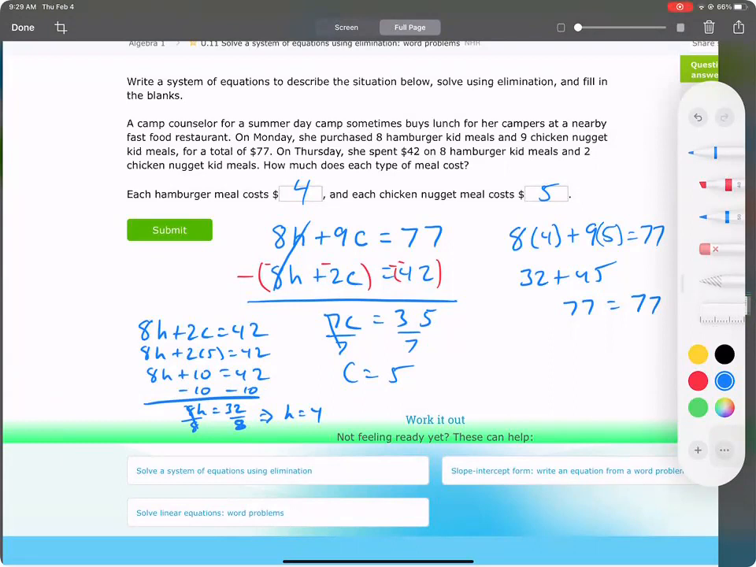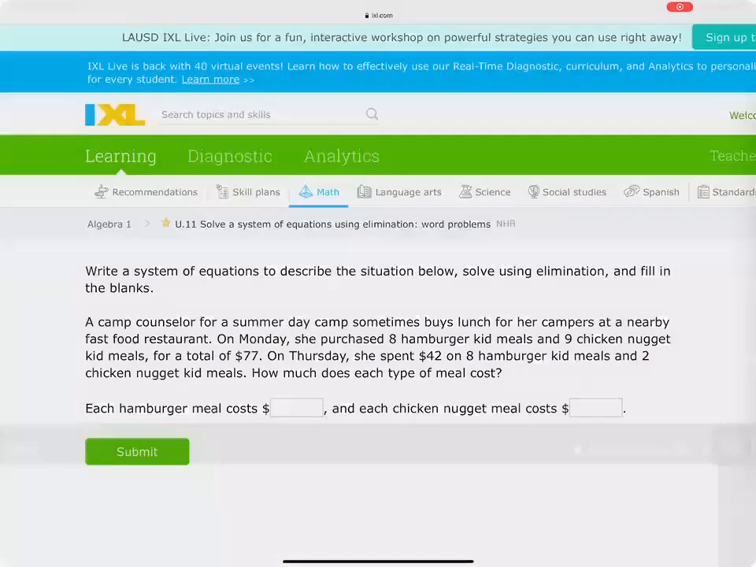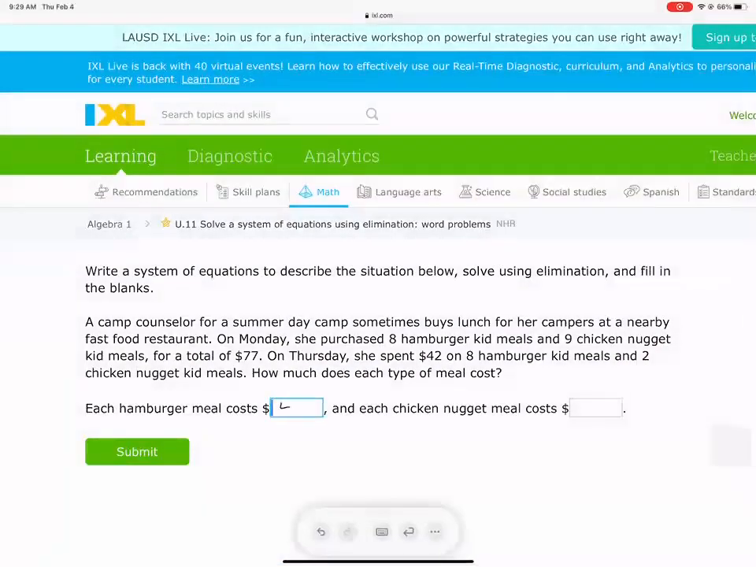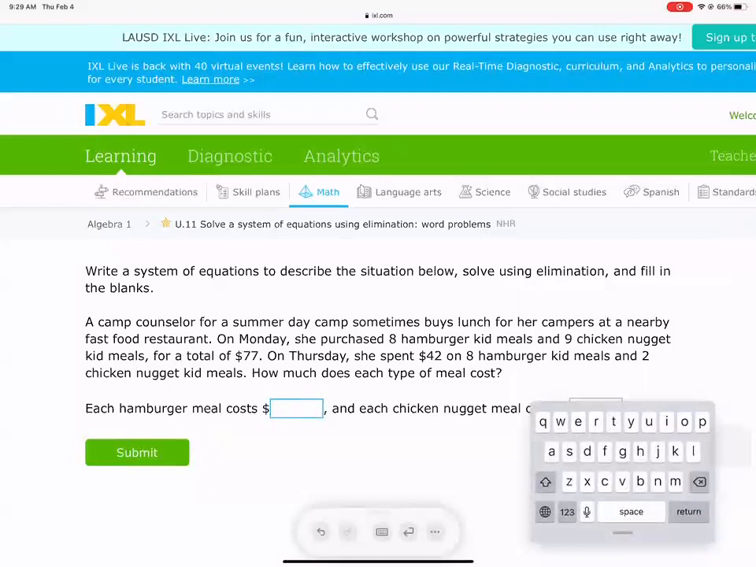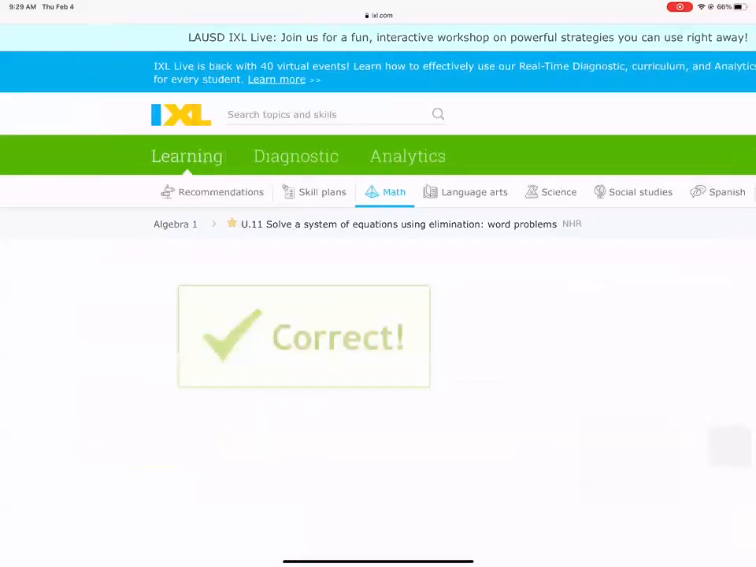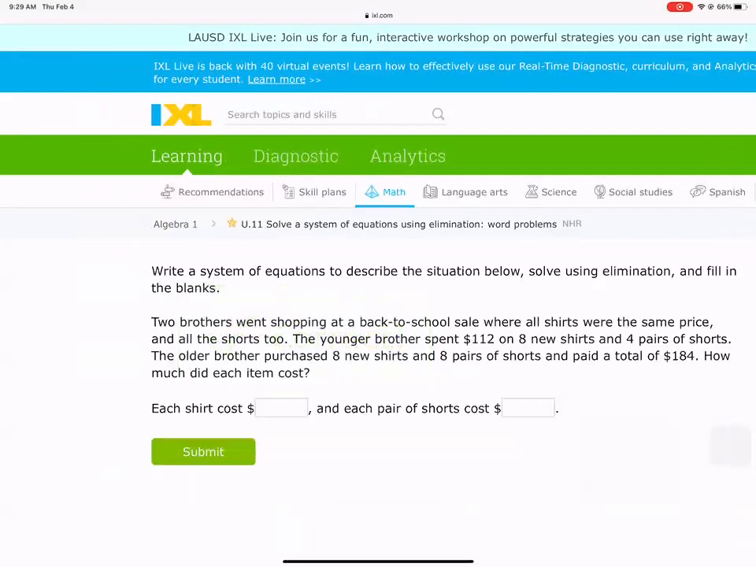Okay, so we said it was going to be 4 and 5. Let's go ahead and plug those in. Four and 5. Oh my goodness, it thinks I'm writing in Chinese. I don't know why. Okay, 4 and 5. Here we go. That's right.